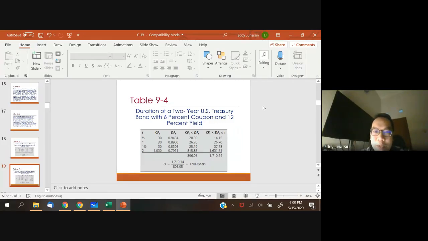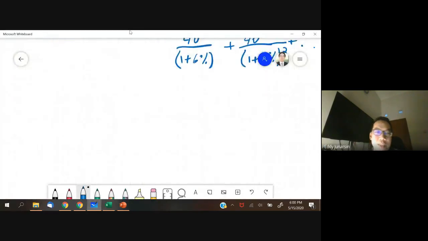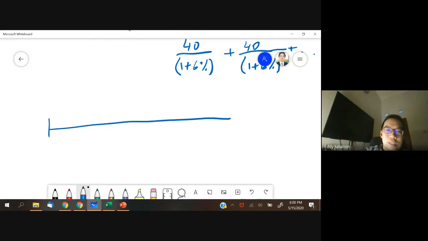So similar example, but coupon rate is now 6%, and the market rate is 12%, and semi-annual. Right? This is semi-annual. 2 years semi-annual. So let's do it quickly and then do Excel. So how many periods again do we have? 2 years semi-annual? 4. 4, yes.